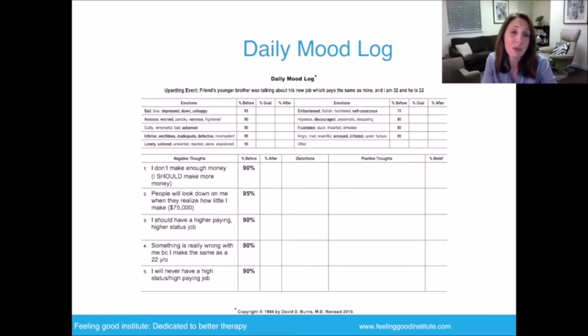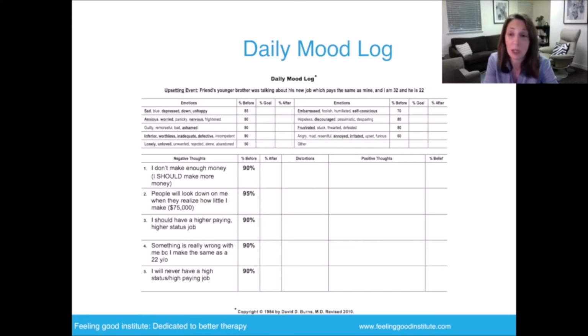Then his friend's younger brother walks in, and he is happy to see him, and they start chit-chatting, and the friend's younger brother is really excited. He graduated from college recently, and he's 22 years old, and he's sharing about his new job in an excited way, and he mentions how much he makes. It turns out that the 22-year-old is making the same amount as this patient, the 32-year-old. And the patient reports to me that immediately his mood tanks, that he feels down and depressed, and he starts beating himself up, and he feels awful about himself.